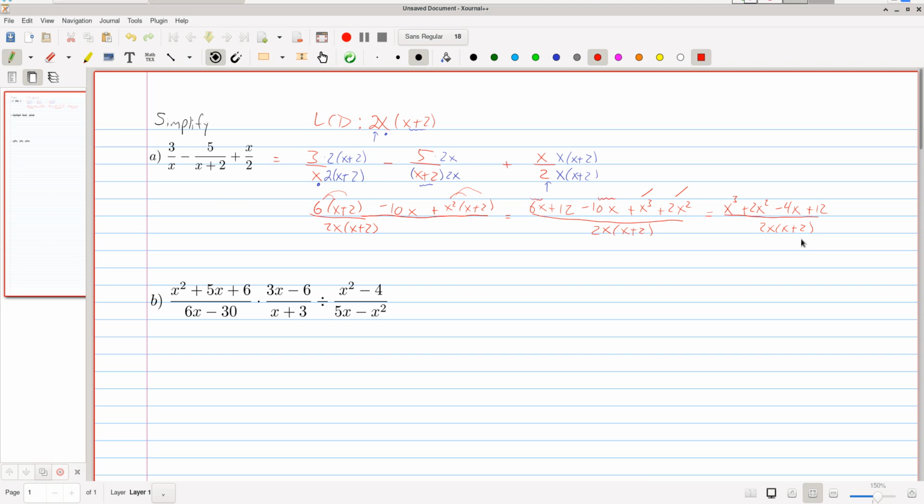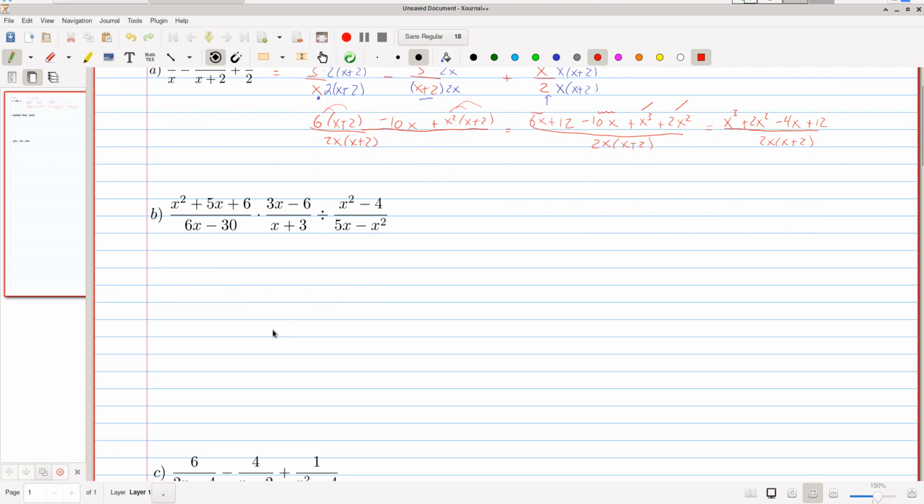Part B. We have the fraction x squared plus 5x plus 6 over 6x minus 30 times 3x minus 6 over x plus 3 divided by x squared minus 4 over 5x minus x squared.